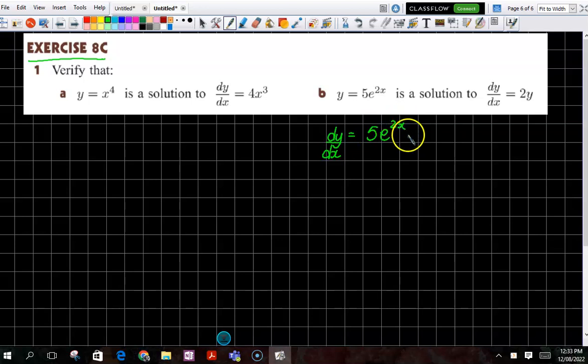5e to the 2x times 2 equals 10e to the 2x. But what is e? Oops, shouldn't have even bothered. Why did I even bother to simplify? I don't know. Because what is this bit here? Because I asked. Oh, yeah, 2 times y. Bang, done. Yeah?